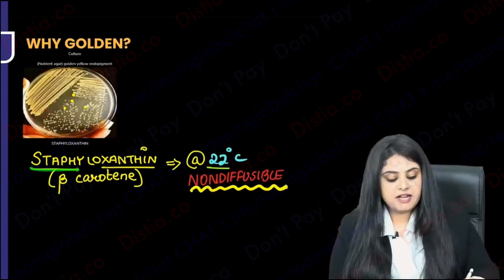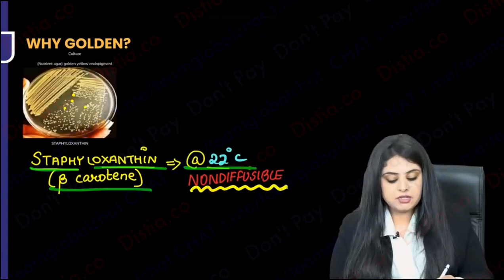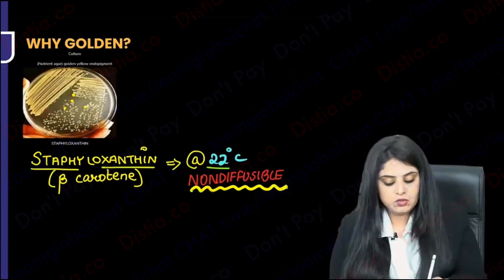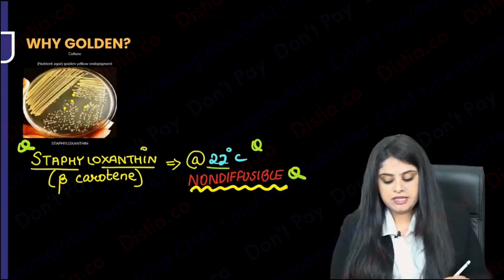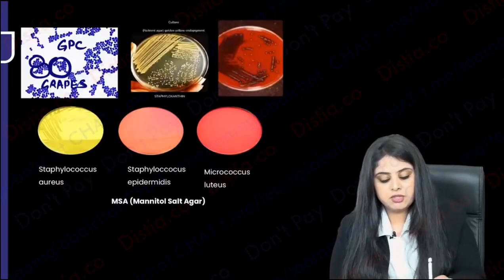So remember, staphyloxanthin is the name, which is a beta carotene. At 22 degrees, it is non-diffusible. Each one of these is a PYQ. So this was your nutrient agar. I hope the second picture is also tick marked.